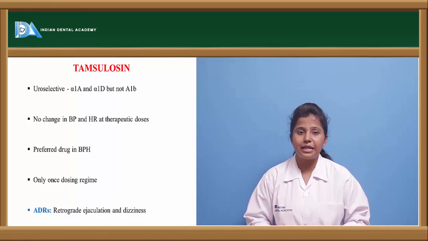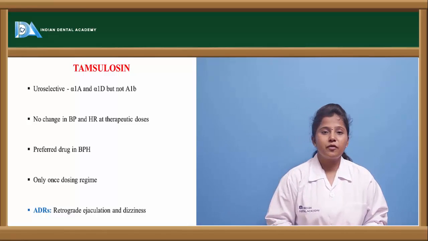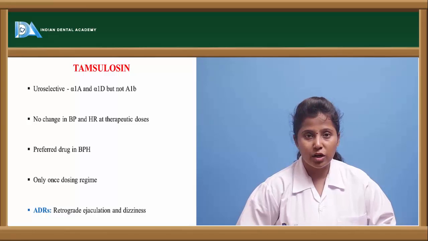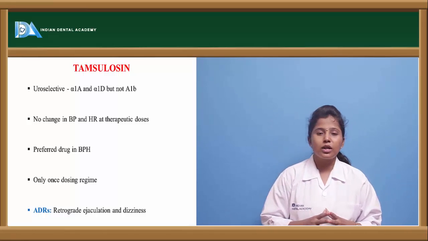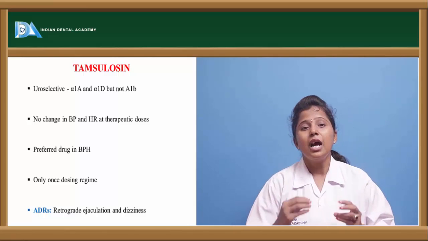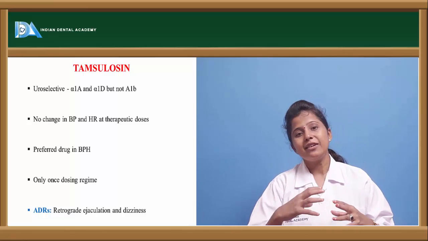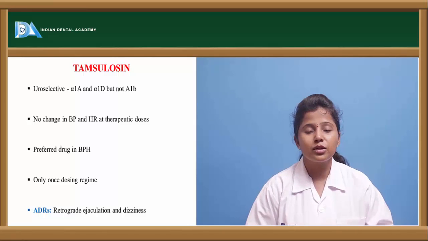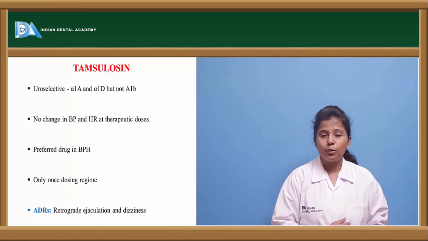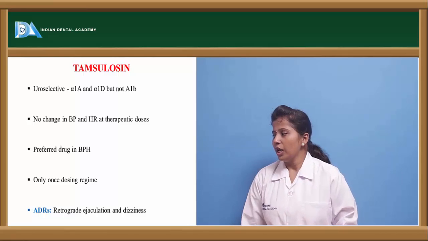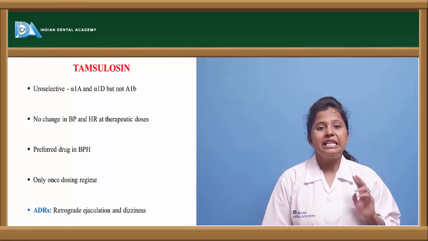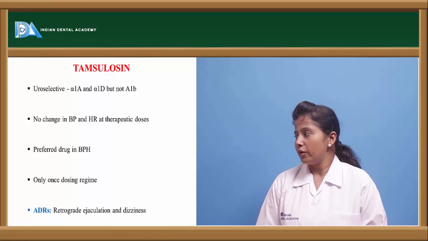So this is one of the best parts of this drug, and it is preferred in BPH, benign prostatic hyperplasia, with only a once-daily dosing regimen. In the sense, the frequency of giving this drug is only once a day. And it has very few adverse effects. The adverse effects include retrograde ejaculation and dizziness when it is used for a longer period of time.